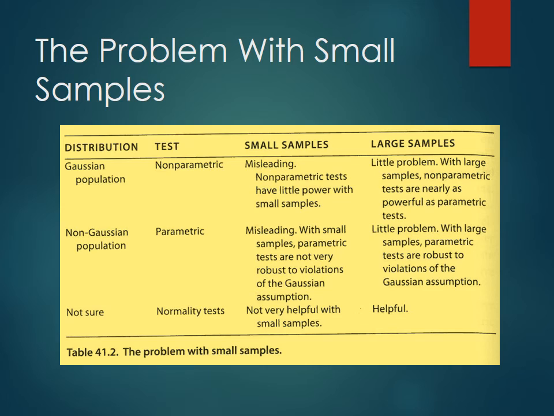On the other hand, if I were to use a non-Gaussian distribution and apply parametric tests to it, that would increase my chances of making a type 1 error. Especially with small sample sizes, parametric tests are not robust enough to those violations of the Gaussian distribution. So I'm more likely to make type 1 errors at that point.